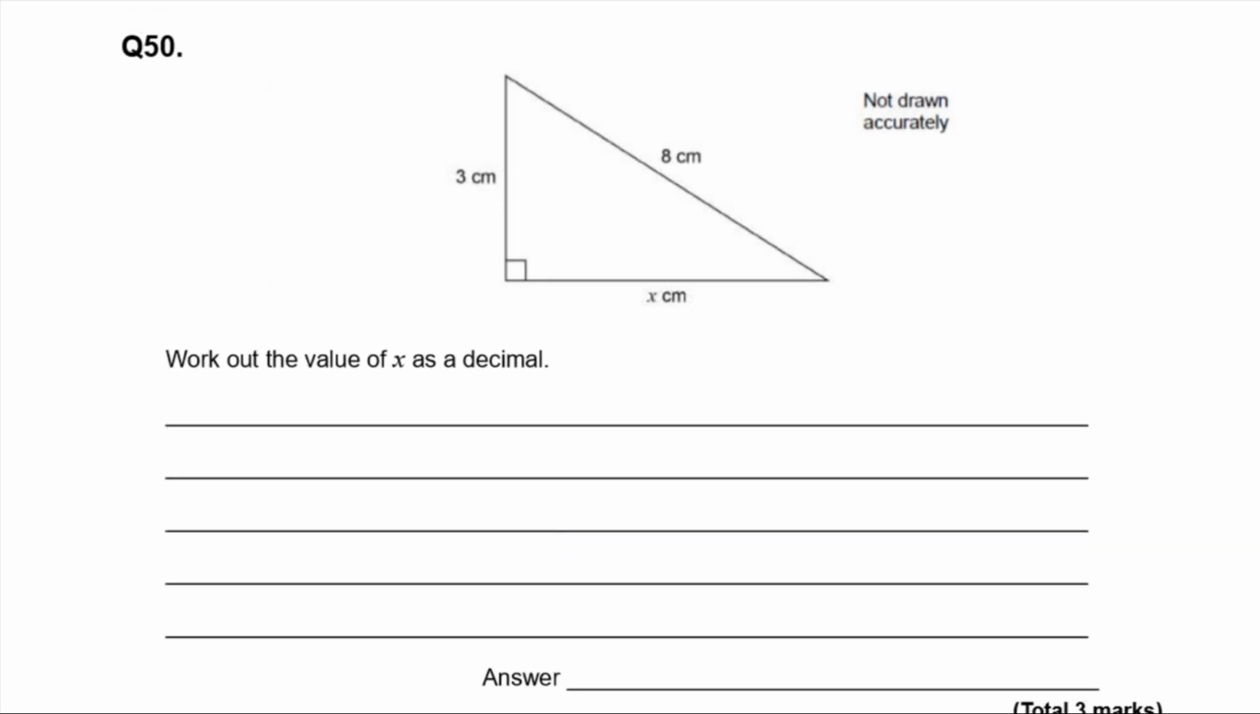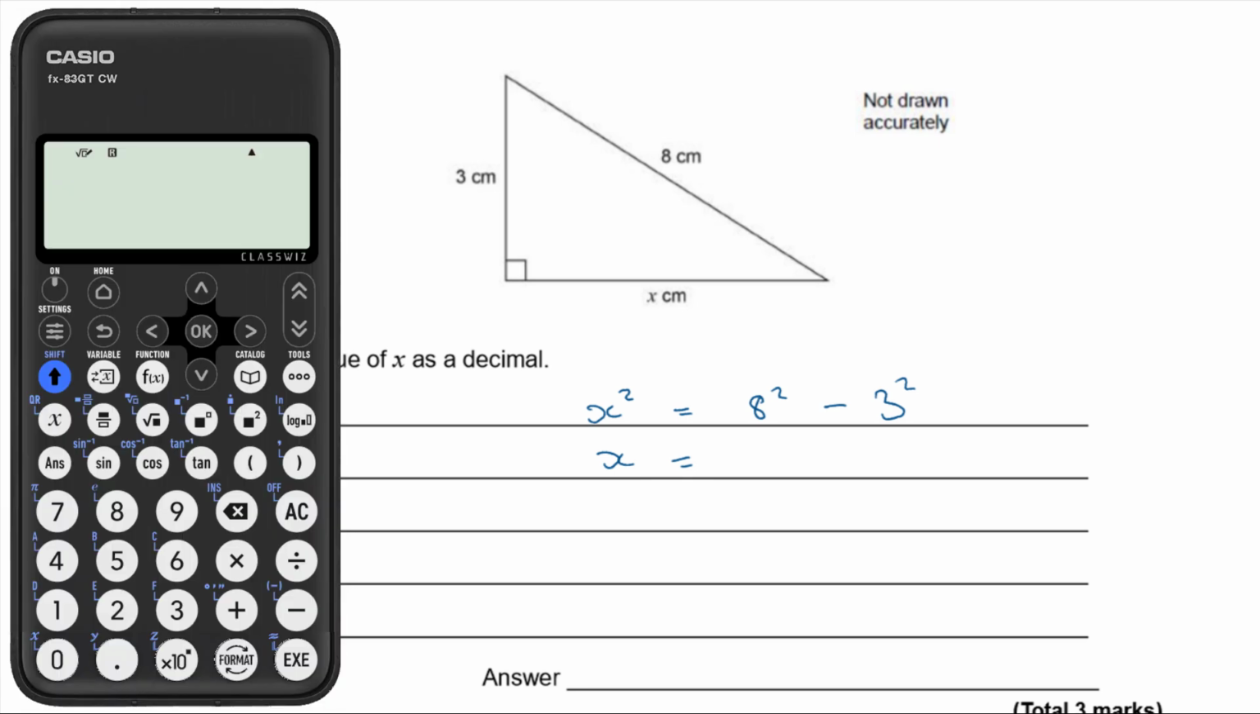Question 50, work out x as a decimal. Again, x is one of the shorter sides here, so x squared is going to be 8 squared minus 3 squared. I'm going to square, subtract and square root for this one. So x is going to be the root of 8 squared minus 3 squared, which my calculator says is root 55, or as a decimal that is 7.42.